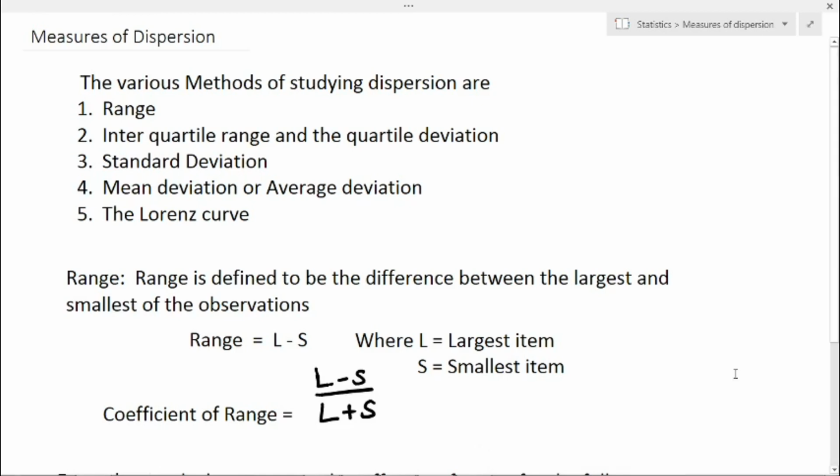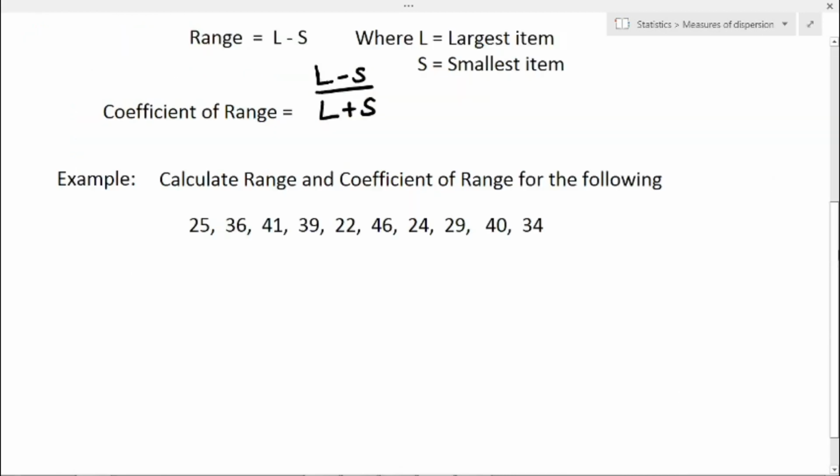Now we will solve an example. In this example, we have to find range and coefficient of range for the following data. So here we have a series of data, that is 25, 36 and so on till 34. So now we have to find smallest and largest value. So first smallest value, that is S. So here S value, that is minimum value, is 22, and largest value, that is L, in the given series of data is 46.